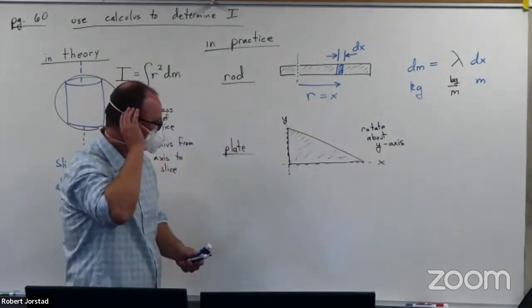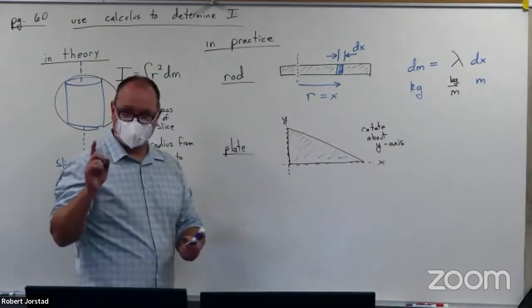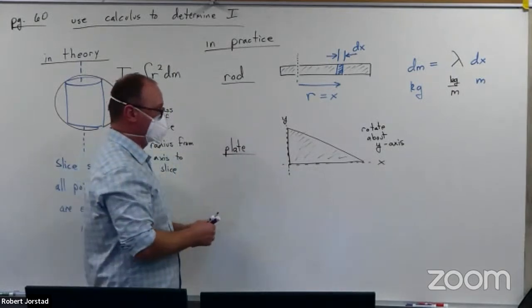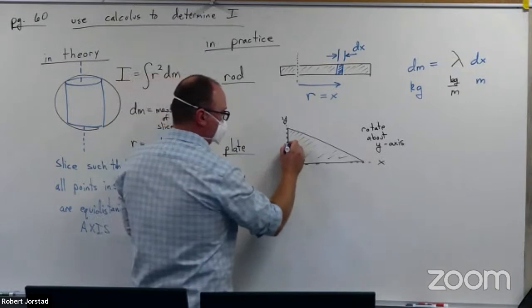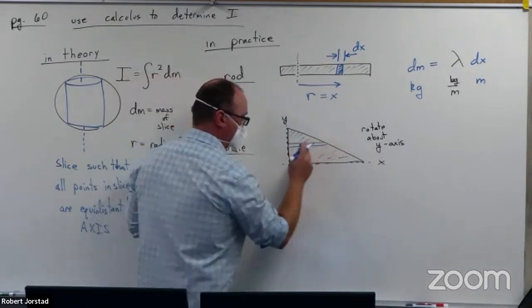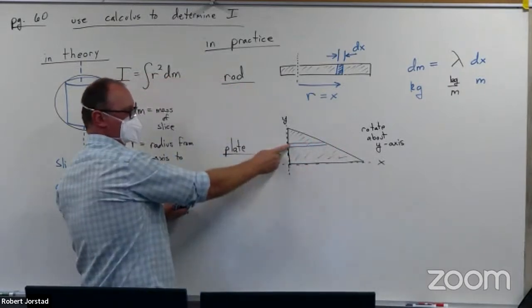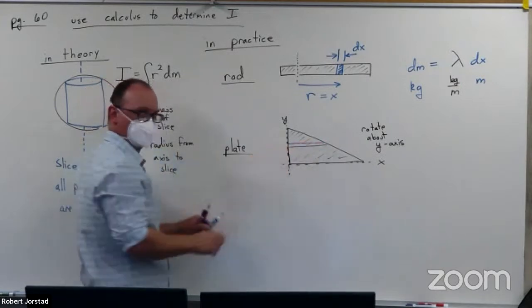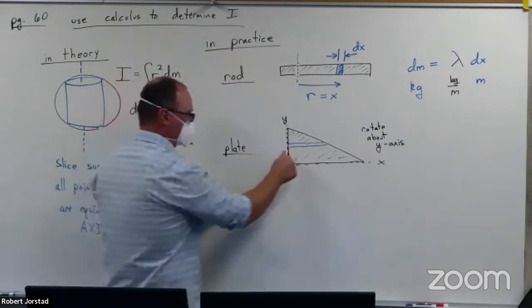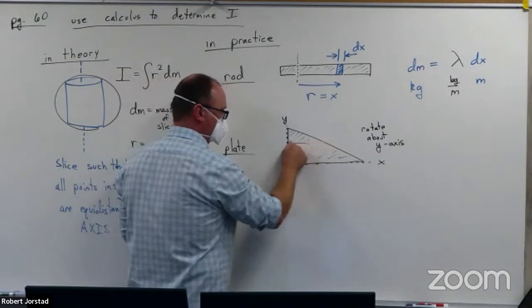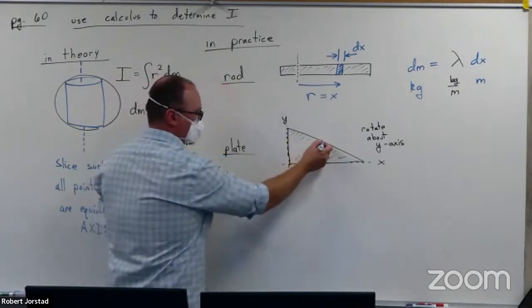What's that? No. So take a look. If I slice it like this, this is wrong. This point in the slice is closer to the axis than that point. Do you agree? So that's not valid. So then take a guess which way I slice it. So let's check.